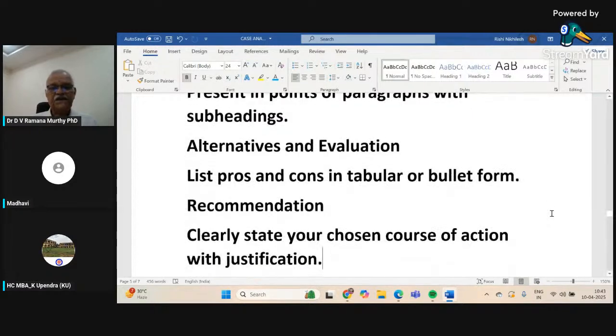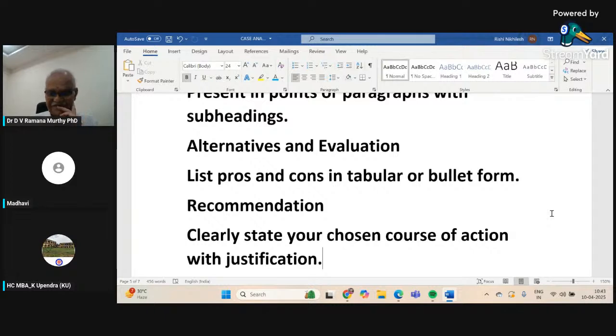And list pros and cons in a tabular or bullet form. What are your alternative 1, pros, cons, alternative 2, pros, cons, alternative 3, pros, cons. Don't go in for more and more alternatives. Make yourself clear that you can talk about only 3 alternatives. Of course, 3 is not a standard, but you can identify 1 or 2. So 1, 2, 3 alternatives, evaluate and generate evidence for that, and then start recommending.